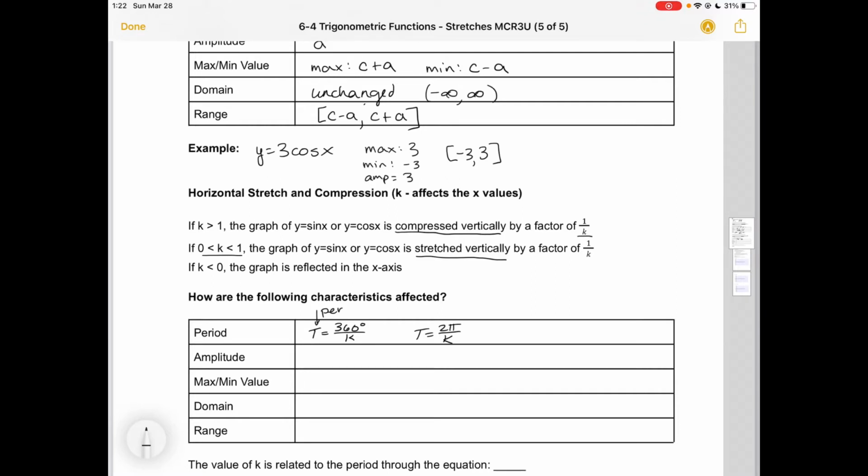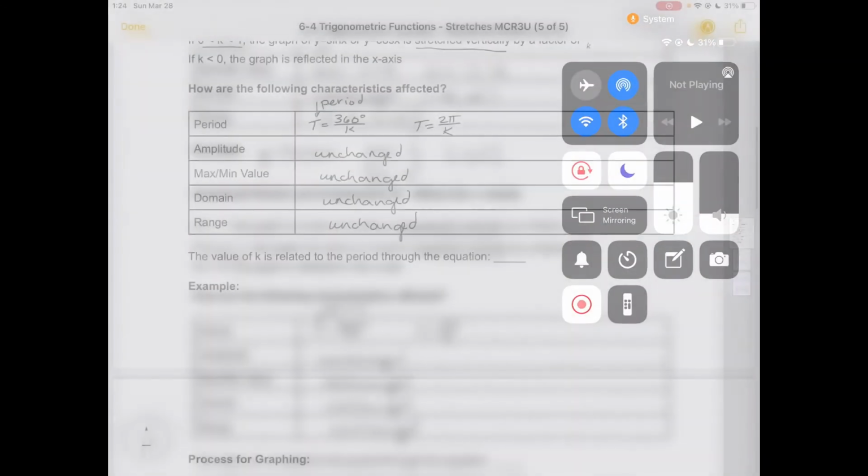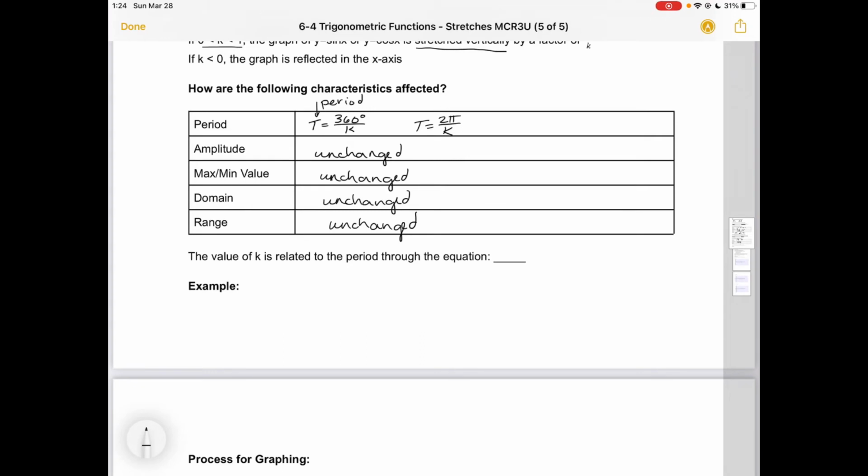T is the parameter that we're going to use to represent the period. Our amplitude is unchanged in a horizontal stretch. Our minimum and our maximum value are also unchanged. And our domain and range are unchanged as well. The only thing that does change is our period. So the value of k is related to the period through the equation that we have written above, 360 divided by k.